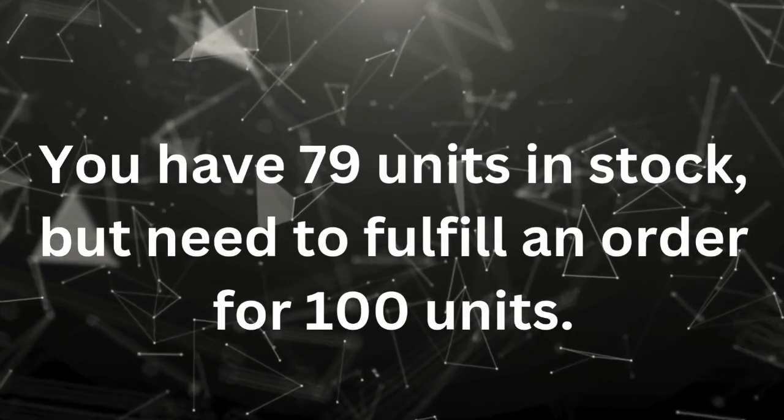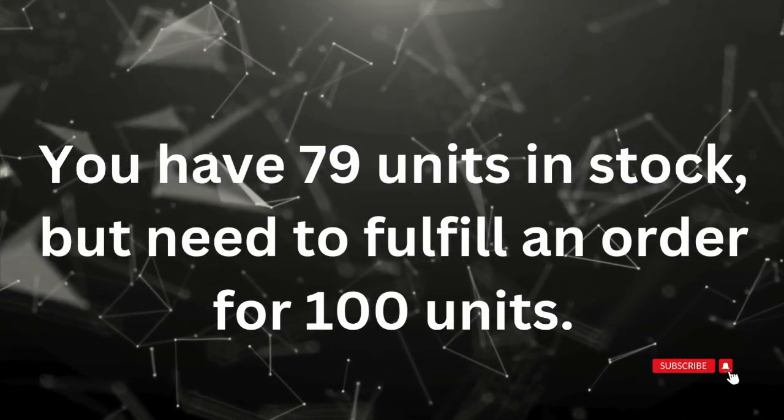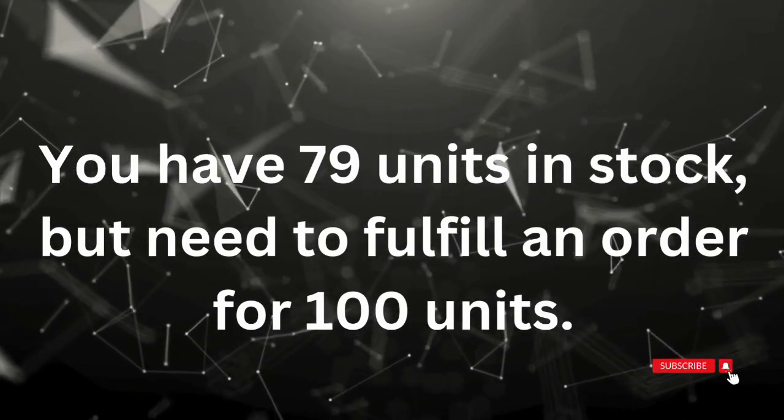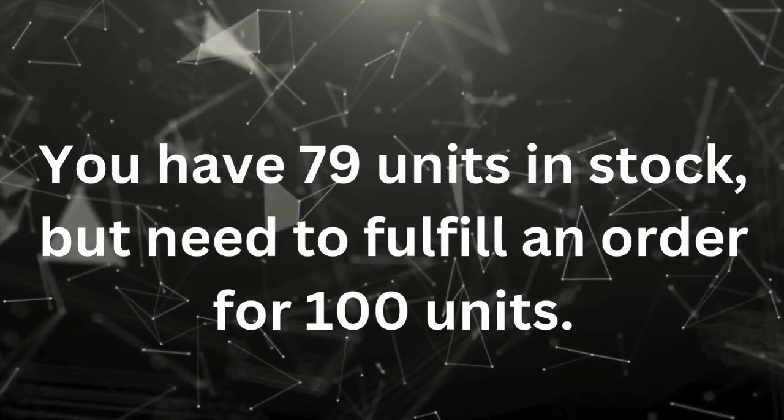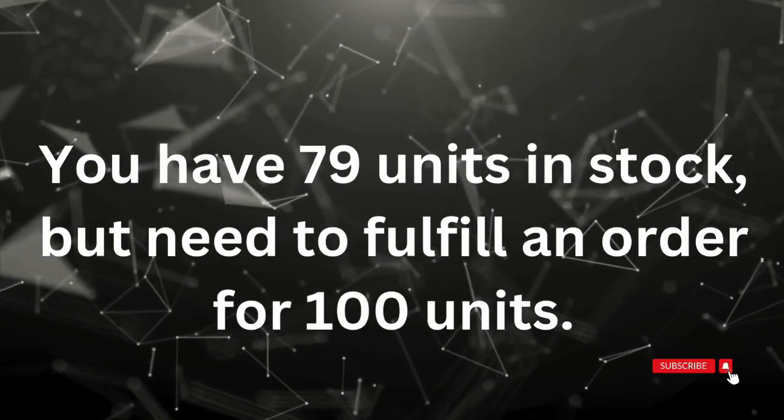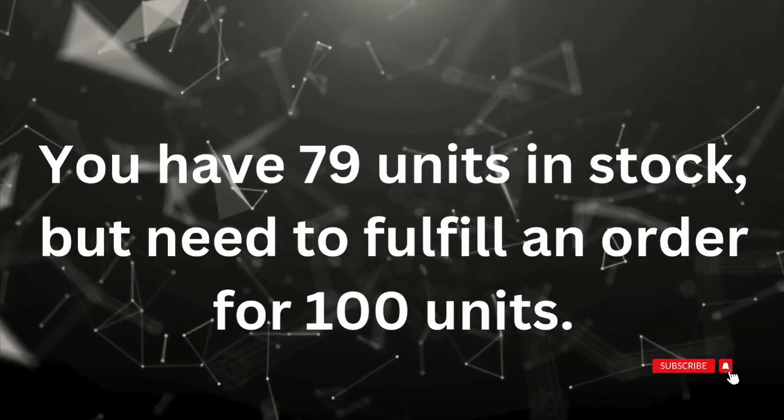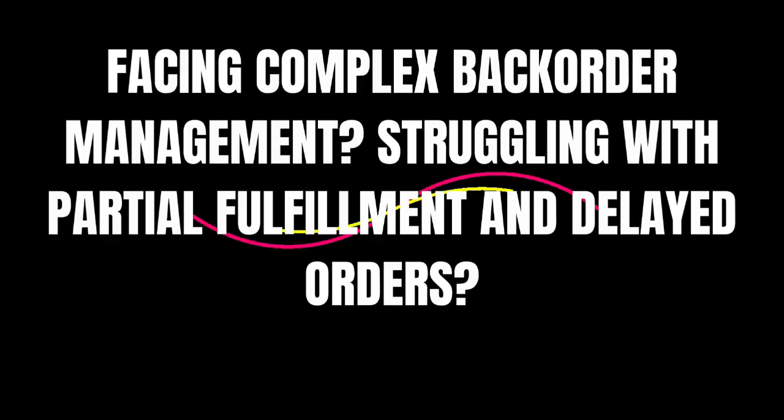You have 79 units in stock but need to fulfill an order for 100 units. How do you manage the shortfall? Facing the complex back order management in Oracle EBS. What happens to the 21 units struggling with the partial shipment and delayed fulfillment?